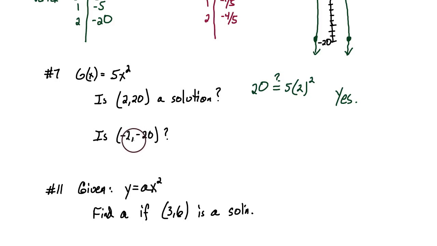Is -2, -20 a solution to this equation? Let's substitute to find out. In place of g, fill in -20. In place of x, fill in -2. Now let's check to see if this is a true statement. -2 squared makes +4, and 5 times 4 is 20. So these are not equal to each other. This dot would not be on the parabola that is this graph.